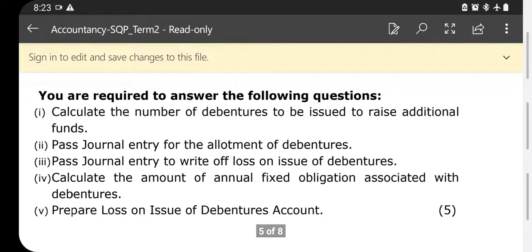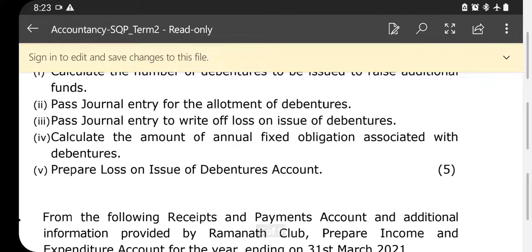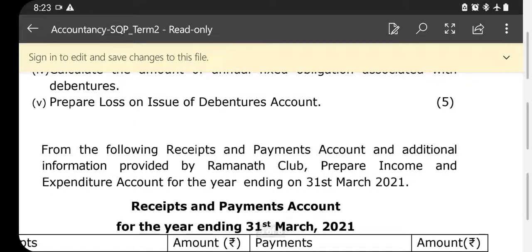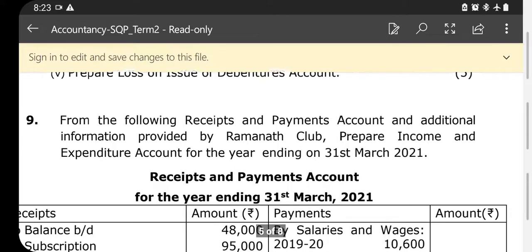You are required to answer the following questions. Number 1, calculate the number of debentures to be issued to raise additional funds. Second point, pass journal entry for the allotment of the debentures. Third point, pass journal entry to write off loss on issue of debentures. Fourth point, calculate the amount of the annual fixed obligation associated with the debentures. Fifth point, prepare loss on issue of debentures account. This is carrying 5 marks only.